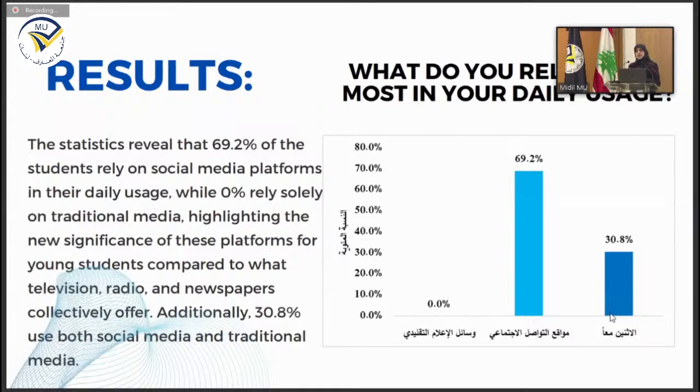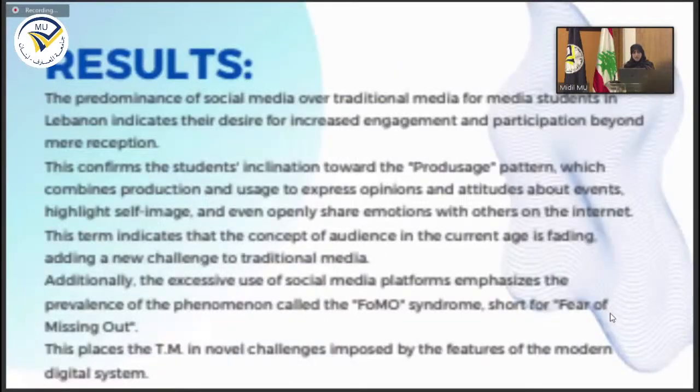The first question in our questionnaire was, what do you rely on most in your daily usage? And here I note that the question is asked when there is social, economic and political stability in the country. The statistics reveal that 69.2% of the students rely on social media platforms in their daily usage, while 0% rely solely on traditional media, highlighting the lack of significance of these platforms for young students compared to what television, radio, and newspaper collectively offer. Additionally, 30.8% use both social media and traditional media.